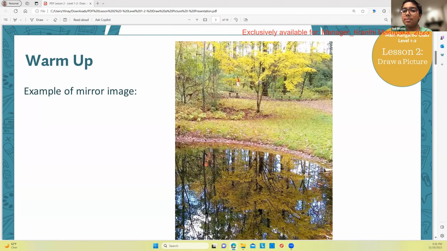A mirror image is basically something that's been flipped in one way or the other. It could be flipped upside down. It could be flipped from left to right. It could be flipped diagonally also.